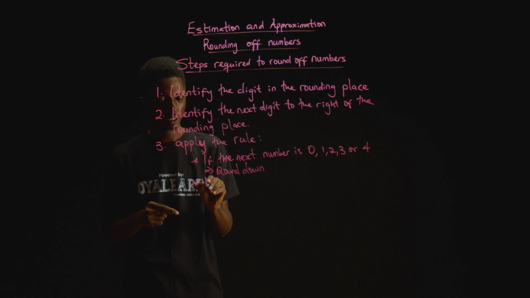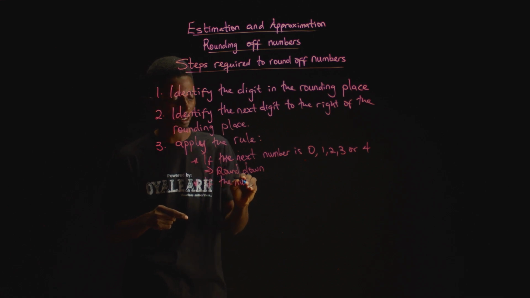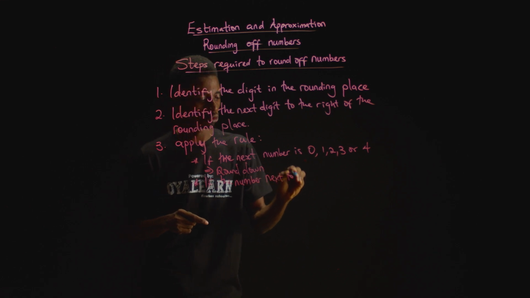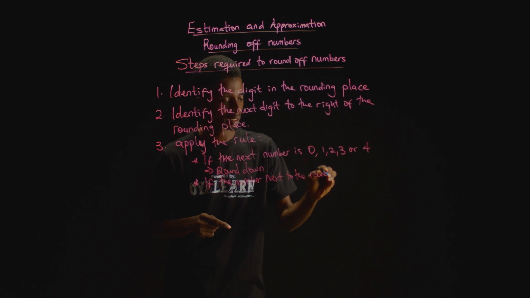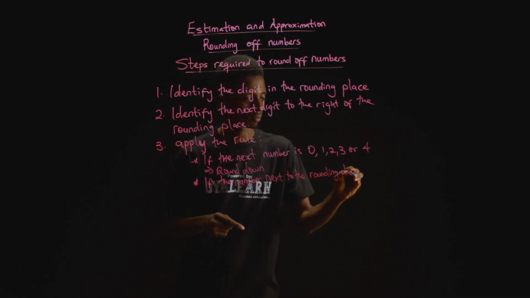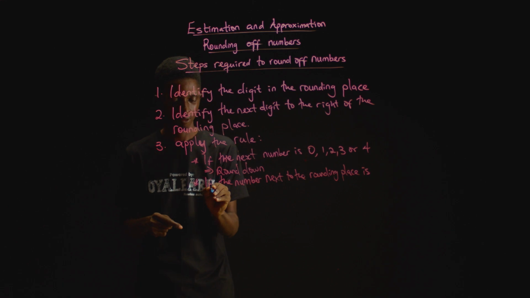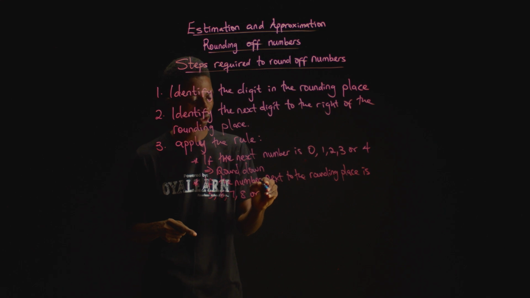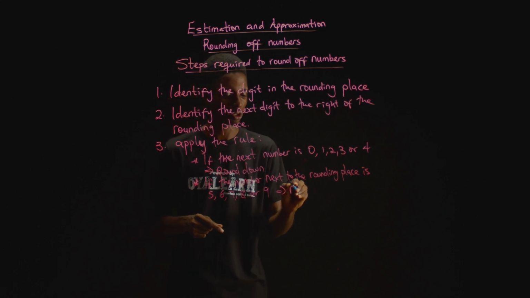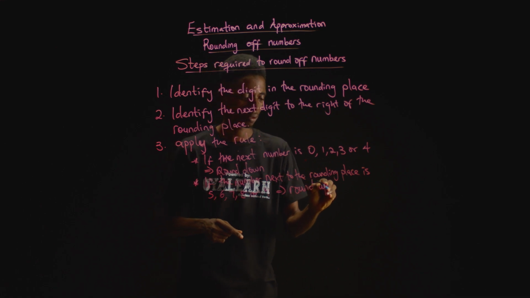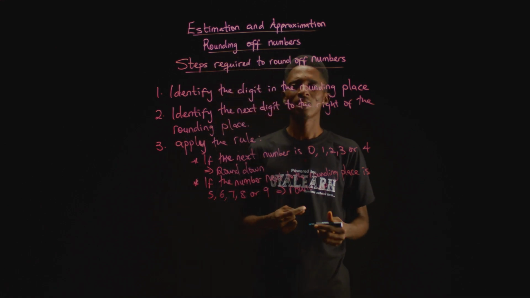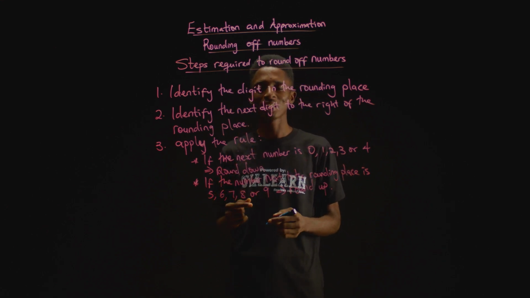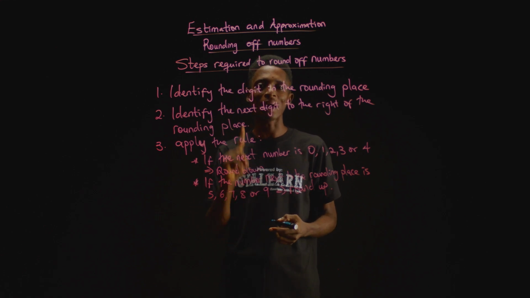However, if the number next to the rounding place is 5, 6, 7, 8, or 9, in this case, we would round up. Now, when I say round up, what I mean is that every other thing becomes 0. However, you will add 1 to the rounding place. That is, you increase the required digit by 1.